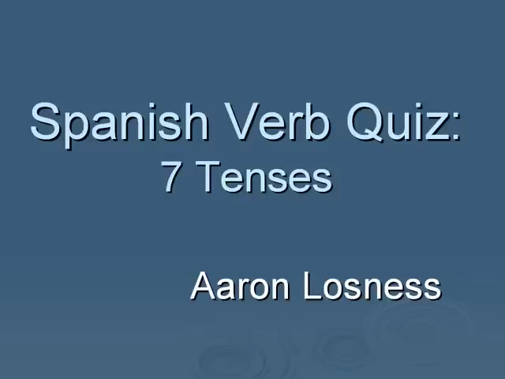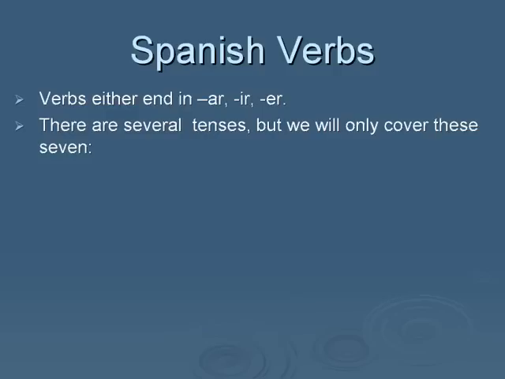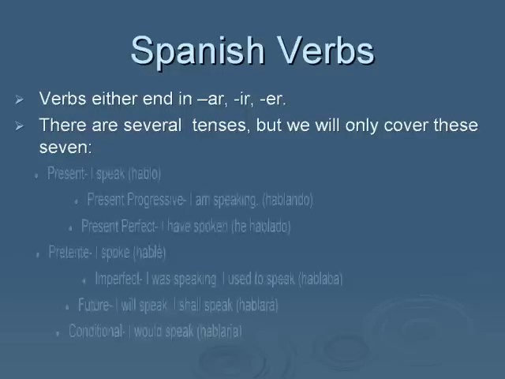In this lesson, I'm briefly going to go over the 7 tenses, and then we're going to conjugate 5 verbs for practice. This is meant for intermediate to advanced. So verbs end in either AR, IR, or ER. There are several tenses, but I'm only going to cover 7.